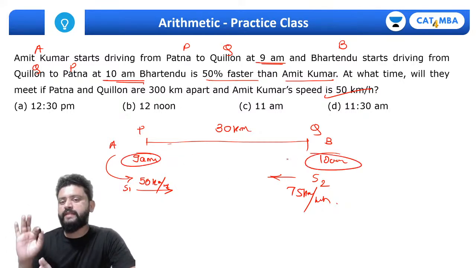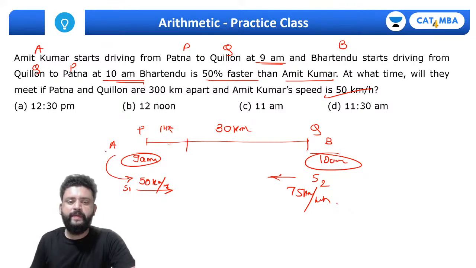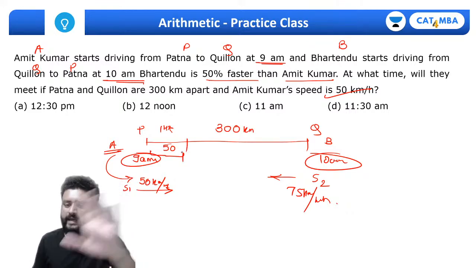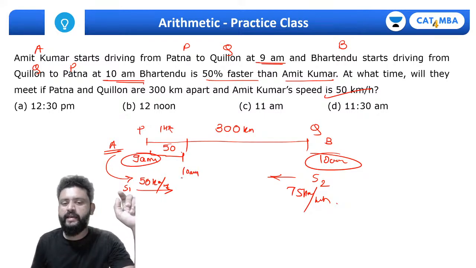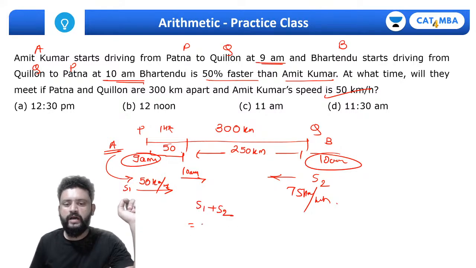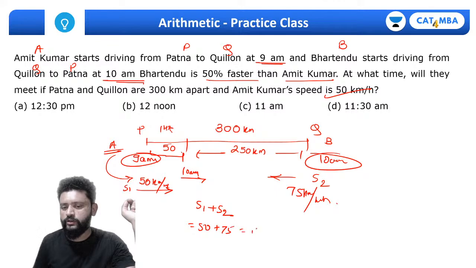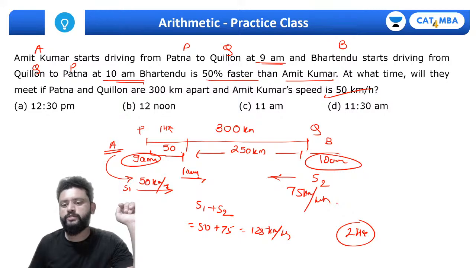Both started at different times. That's the only thing you need to do. Observe carefully. For the first 1 hour only A is moving, Amit. So Amit will cover 50 km first, and the total distance is 300 km, out of which the first 50 km will be traveled by only Amit in the first hour, and after 10 a.m. they both will travel together, and the distance is 250 km now, and the average speed will be S1 plus S2, which comes out to be 50 plus 75, that is 125 kilometers per hour, and it will take 2 hours for them to travel.